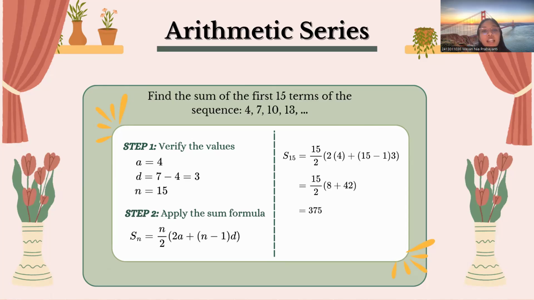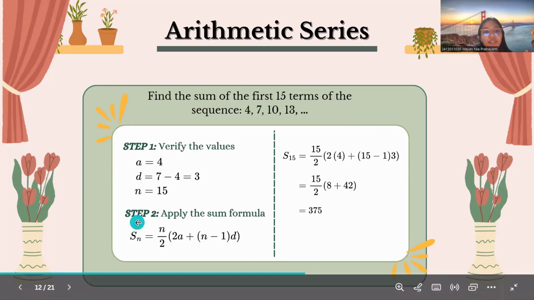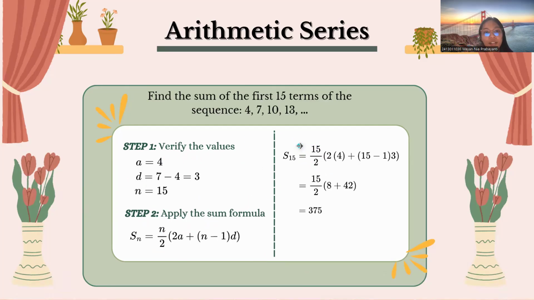This is where we already got the formula, so we can just substitute it with the values that we already have. So the sum of the first 15 terms of this sequence is equal to 375. Do you get it, guys?